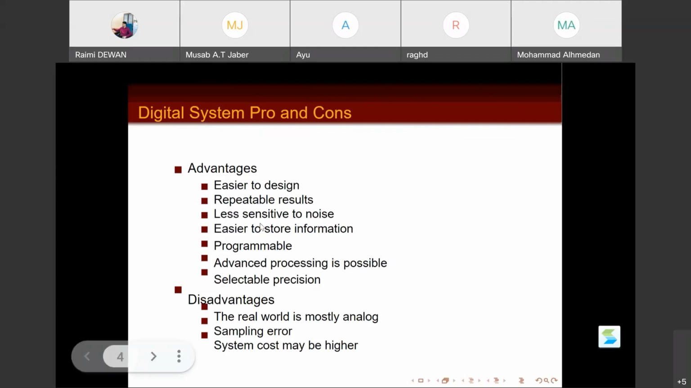And easier to store information. It is easier to store information, for example USB, your pen drive, which is a digital system. Programmable and cheap. For example, you can program an FPGA, a field programmable chip. Don't worry so much about this. It is programmable, meaning you can program the chip. Advanced processing is possible, and selectable precision, which depends on how much sensitivity you want.